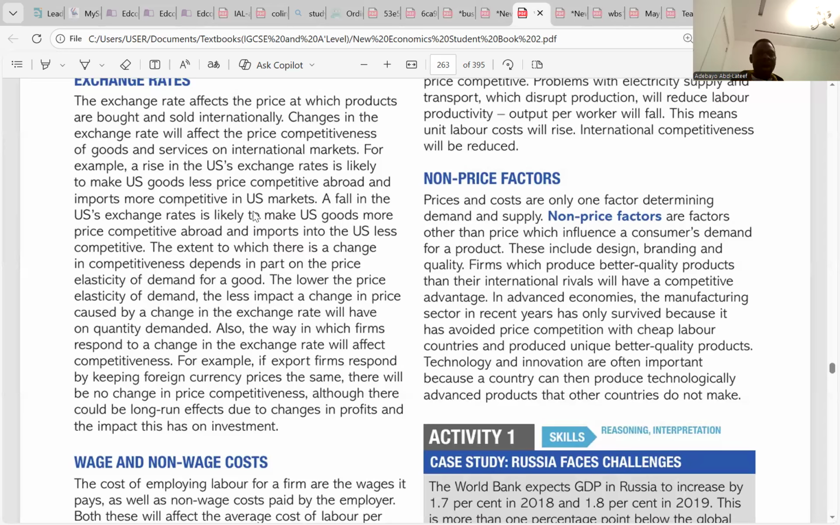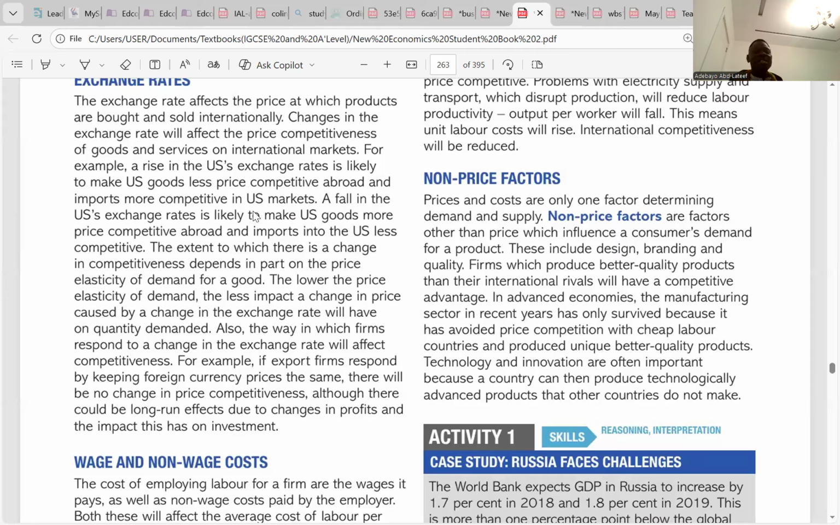And the last one here is how firms in that country respond. Also, the way in which firms respond to a change in the exchange rate will affect competitiveness. For example, if export firms respond by keeping foreign currencies prices the same, there will be no change in price competitiveness, although there could be long-run effect due to changes in profits and the impact this has on investment.